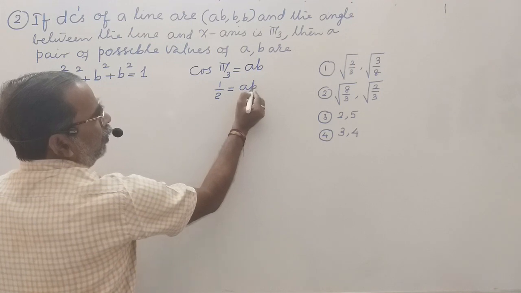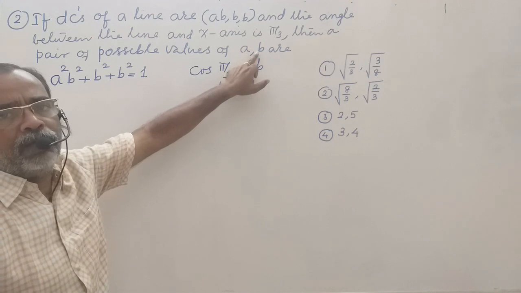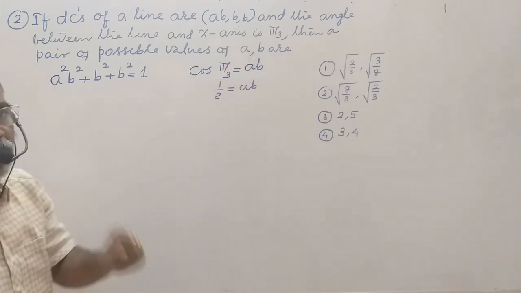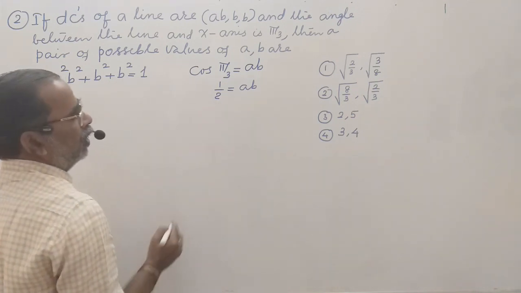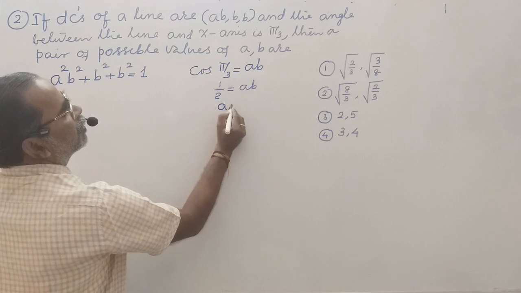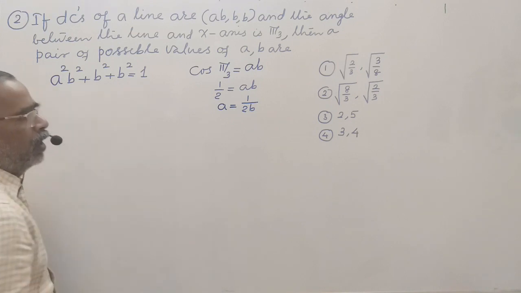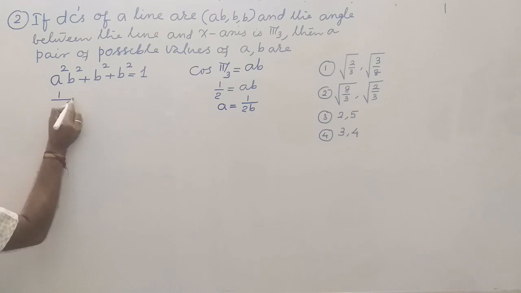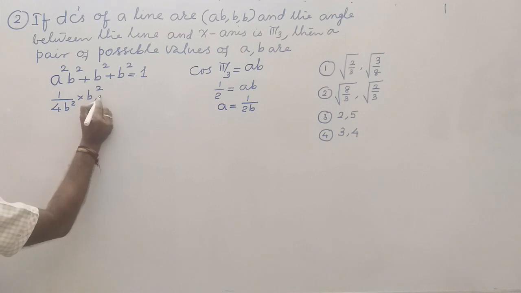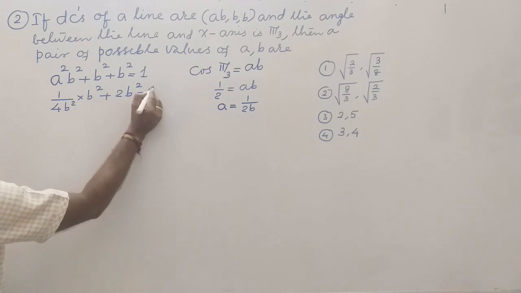So cos 60 is 1 by 2, which is equal to ab. In this question, to find a pair of possible values of a and b, we have to find two values. To find two values, we need two equations. There are two equations. From the first equation, I will take the a value: a is 1 by 2b. I will put this value here. a square, what is a square? 1 by 4b square, into b square is there, and here b square plus b square is 2b square, equals 1.